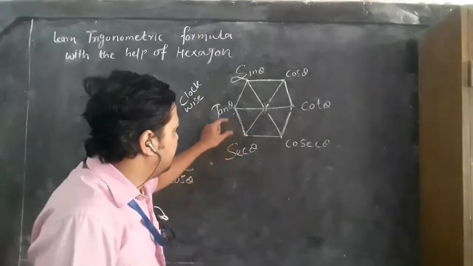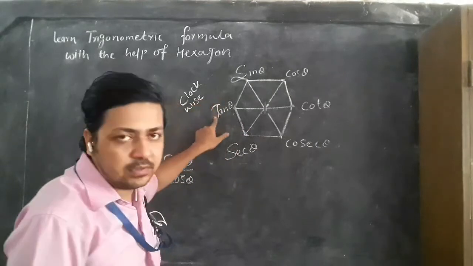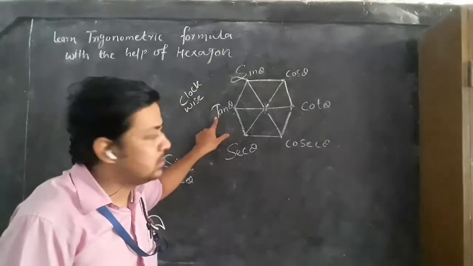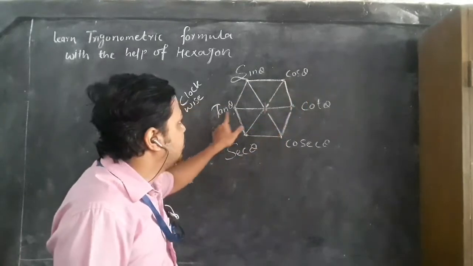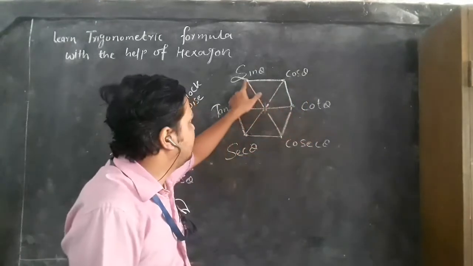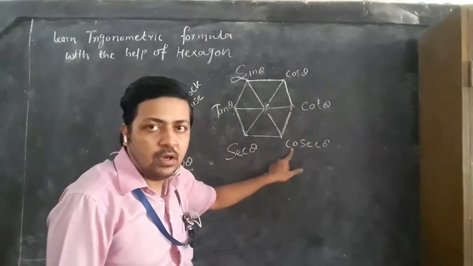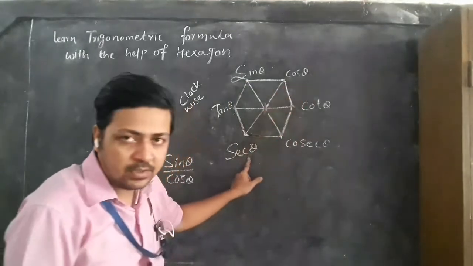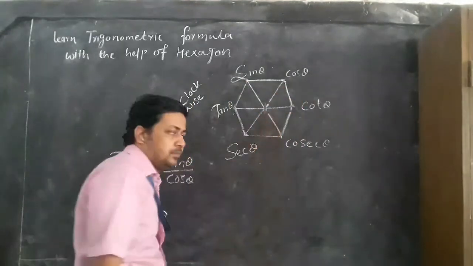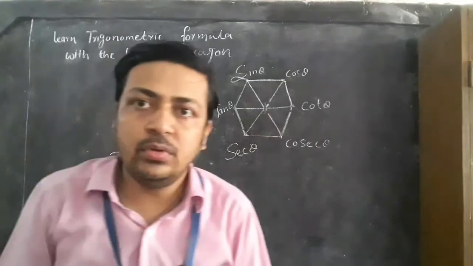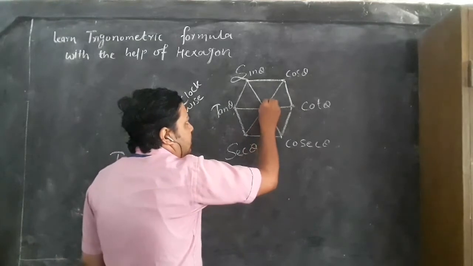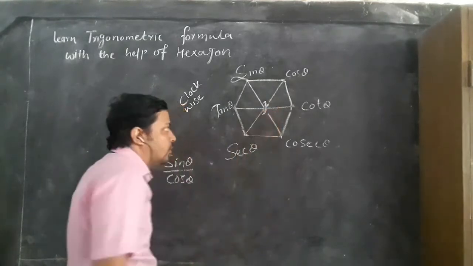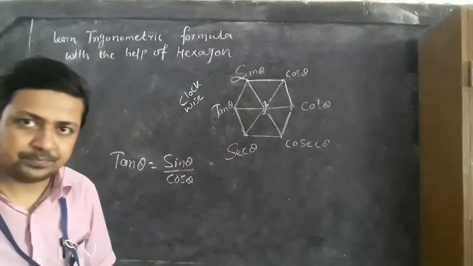Listen very carefully. Write first tan, go in the clockwise direction, write sin, then cos, then opposite to tan write cot, opposite to sin write cosec, opposite to cos write sec, and put 1 here in the middle. Now come to the formula.